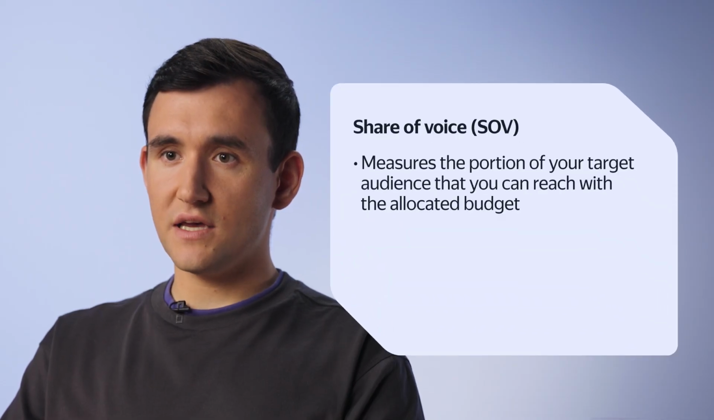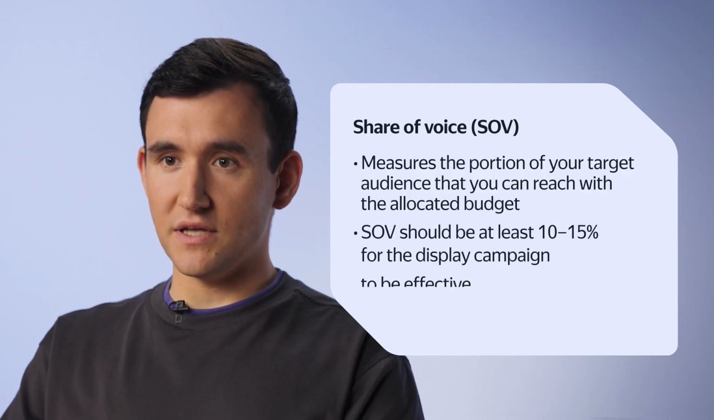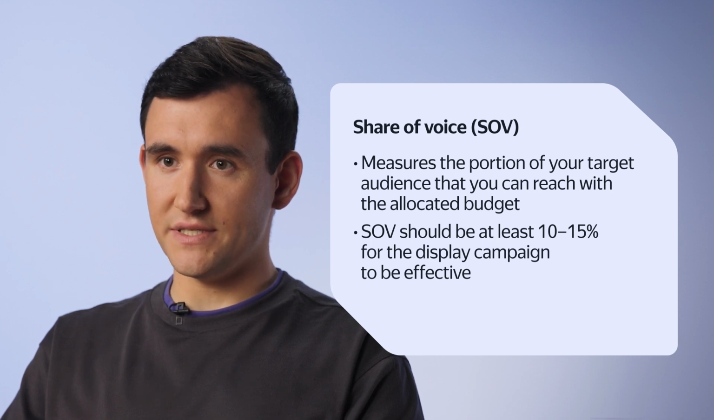When setting up an ad campaign in Yandex Direct, the forecast tool suggests the optimal bid amount for your settings. One of the metrics available in the forecast is the share of voice. It measures the portion of your target audience that you can reach with the allocated budget. I recommend paying close attention to this metric because it indicates whether your display campaign budget is optimal for your chosen segment. For your display campaign to be effective, this value should be at least 10 to 15%.